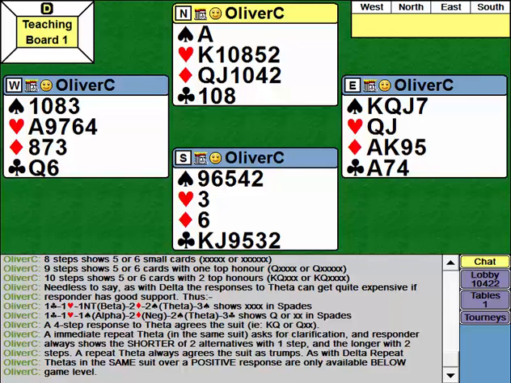So whether it's a positive or a negative response in practice, a repeat theta in the same suit is always asking for clarification of exactly what responder holds. As I explained last week, if the initial response to theta showed two possibilities, we always show the shorter of the two alternatives with the one-step response and the longer with the two-step response. But whether the initial response to theta was a positive or a negative response, a repeat theta in the same suit always sets the suit as trumps. Even if it was a singleton or a void as the initial response, a repeat theta in the same suit always sets that suit as trumps.